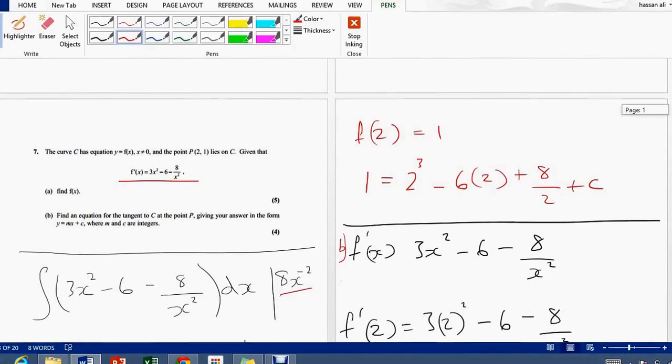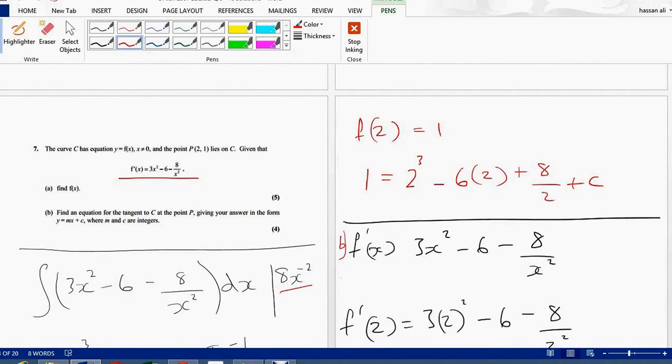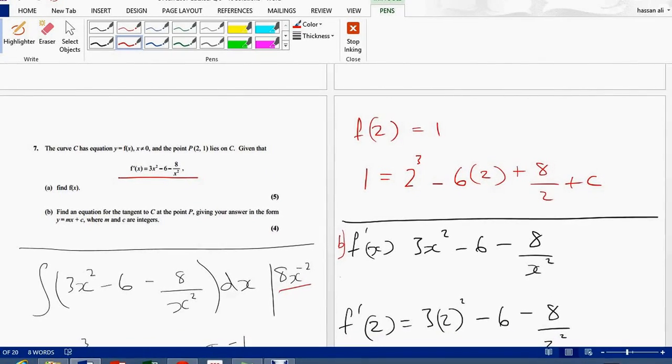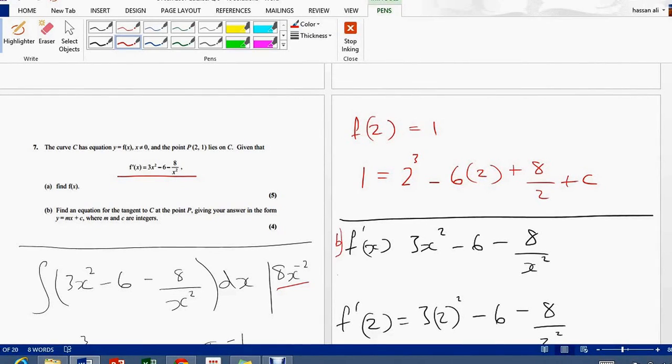In order to find the value of c, they're already giving you the point (2, 1). So in other words, when x is 2, y will equal 1 when you put those numbers in your equation. So put those values in, show it like this: f(2) should equal 1, so you put down 1 here. Substitute your values into your equation: 2 cubed minus 6 times 2 plus 8 over 2. And when you solve all of this, you should get c equals 1.